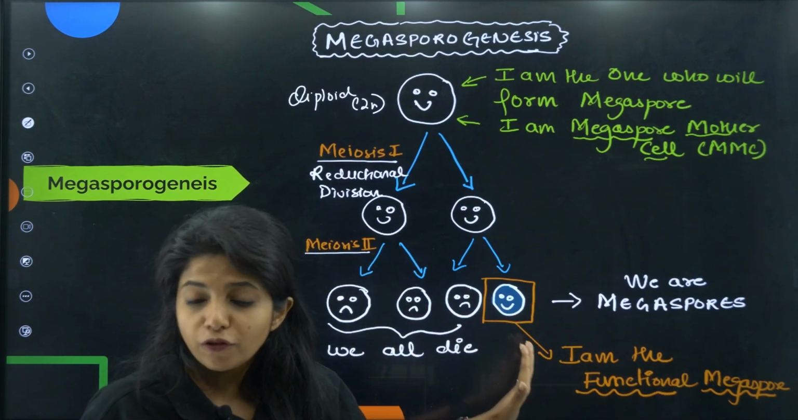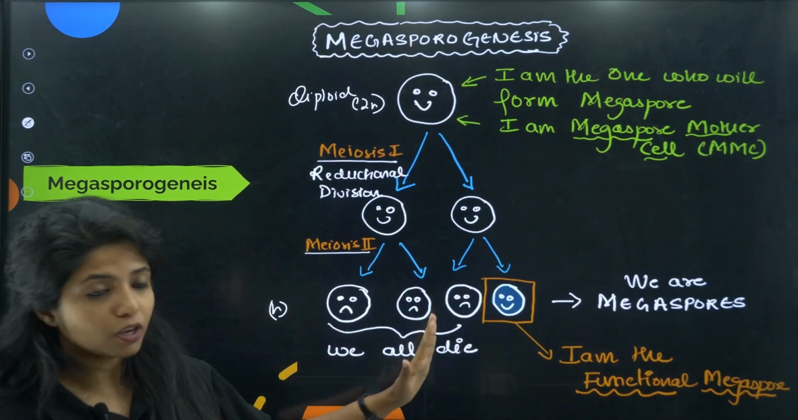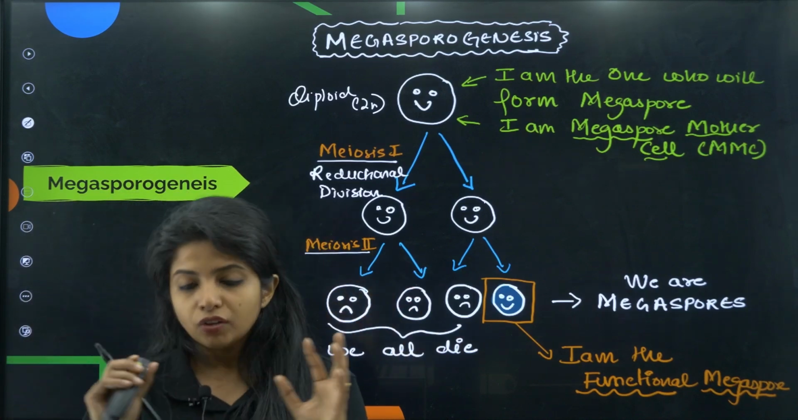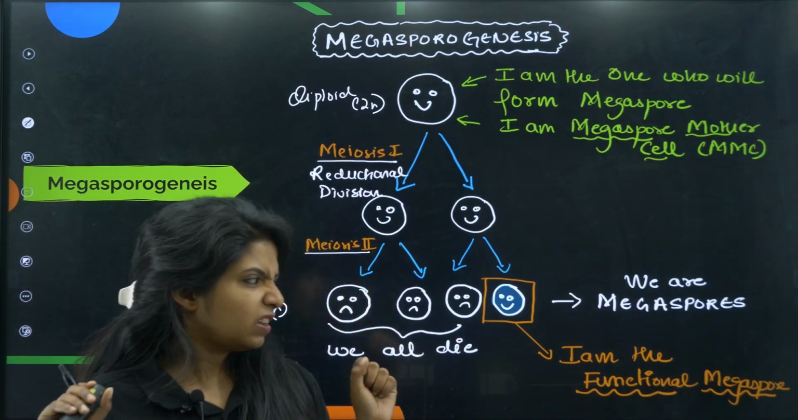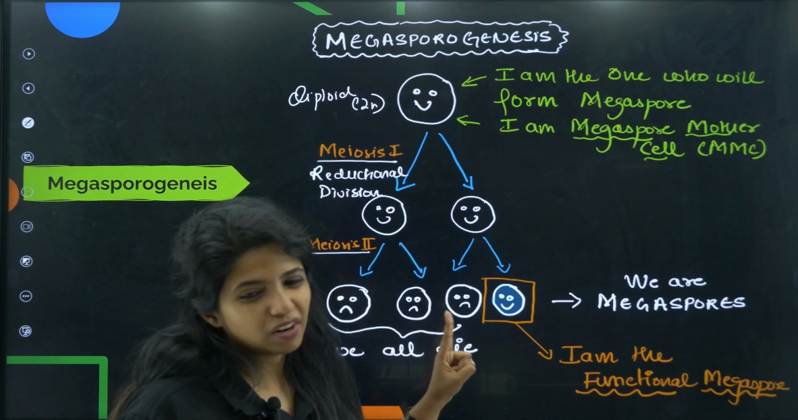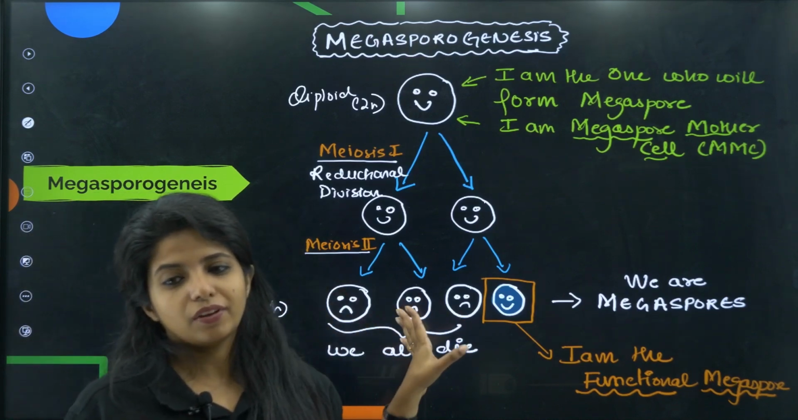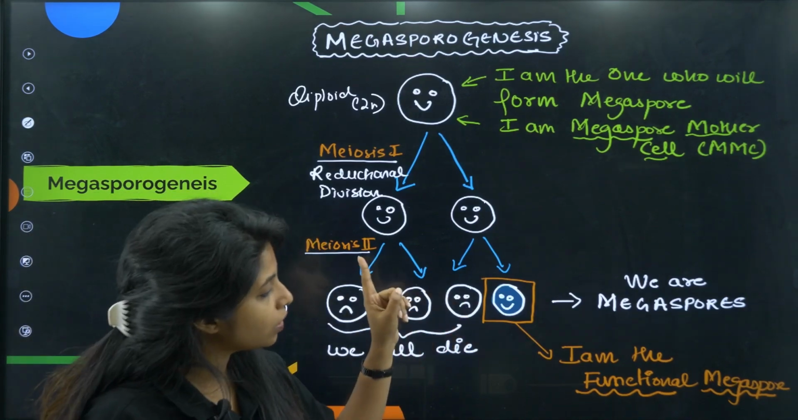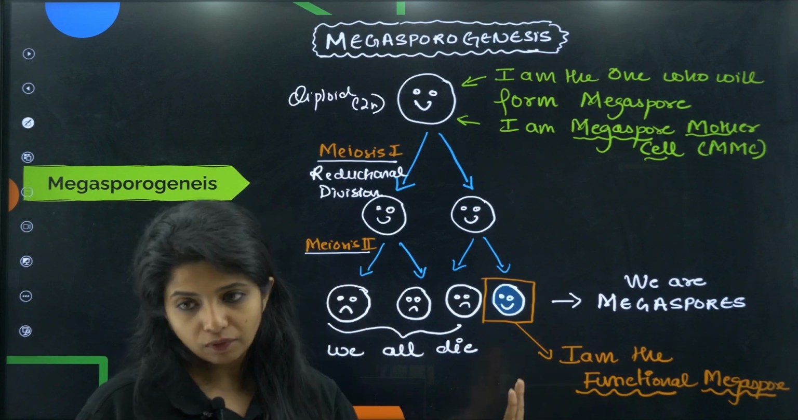What do you call it? The functional megaspore. Since we had 4 megaspores over there, the 4 were like this. The boys gang was really strong. The girls gang went really bad. Over here, only one friend is there. Rest all of them, they got away. They degenerated. So there is only one functional megaspore that we have over here.